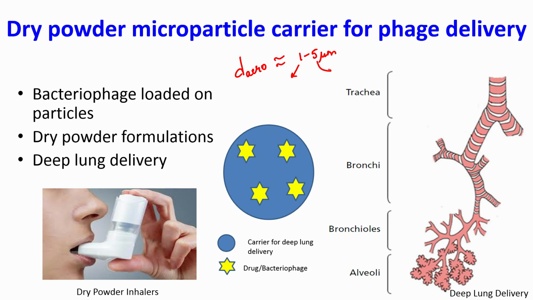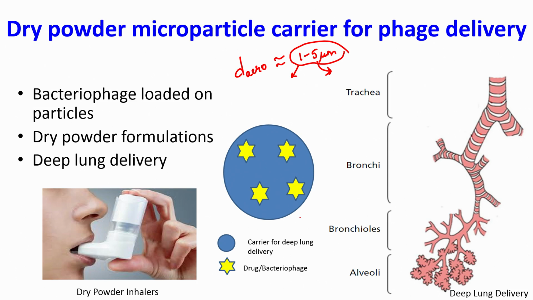If they are larger than 5 micron, then they tend to just have a very high inertia, and they end up accumulating where they first hit, which is the trachea and the upper mouth, upper airways. And so the ideal range you want to deliver them to is 1 to 5 micron.